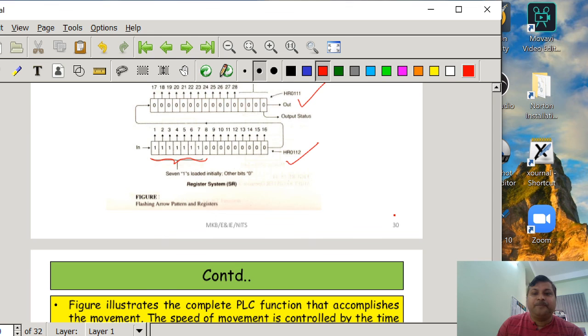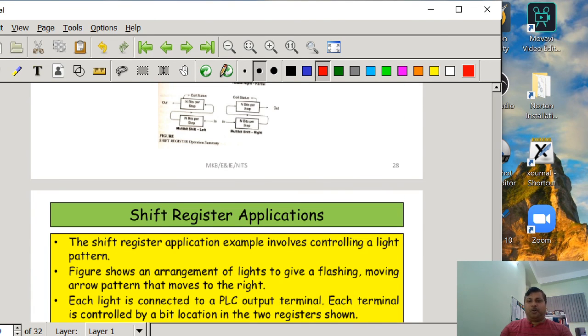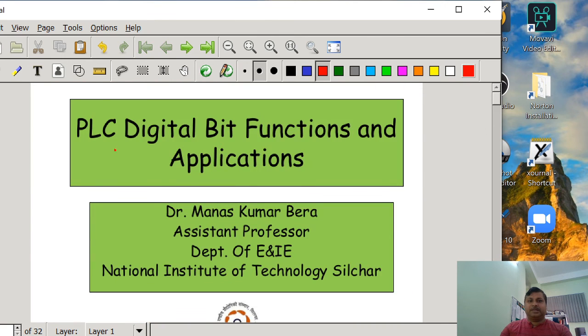So this is the way you can use this very important operation, digital bit functions, and you have seen its application. So I will stop here. Thank you.